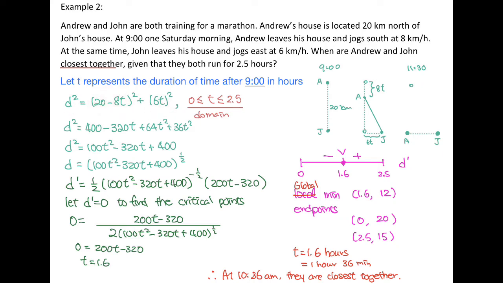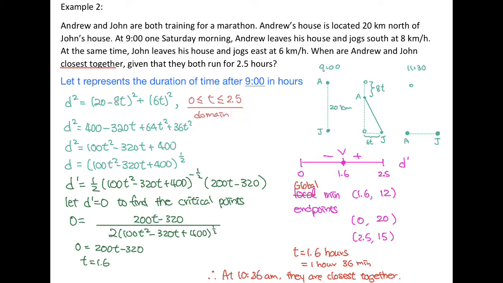And let's look at our domain. Domain is the set of restrictions on this question. Because our variable is t, we have to look at the restriction for t. Look at the time, it's from 9 o'clock to 11:30. So I know the duration of the time will be from 0 hours to 2.5 hours. So this is our domain.